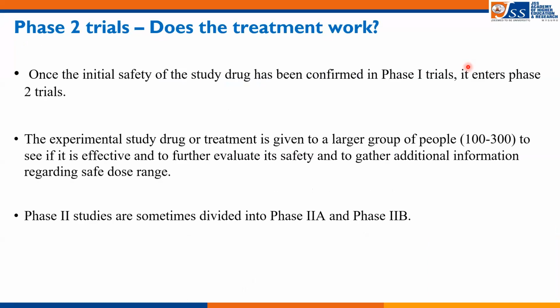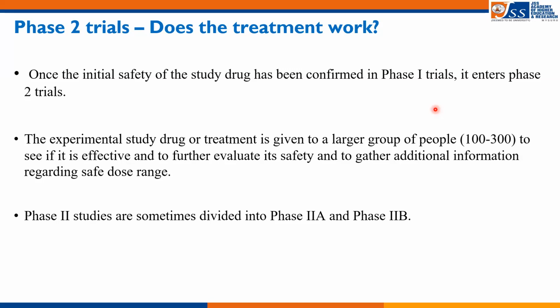In the phase 2 clinical trial, we will understand whether the initial safety of the drug confirmed from phase 1 holds. If yes, then we go with phase 2 trials. The experimental drug or treatment is now given to a larger number of people. In phase 1 we gave it to 10 to 20. Now it is exposed to 100 to 300 people to check whether it is effective or not. When you do this, you gather additional information regarding the safe dose range of the drug.